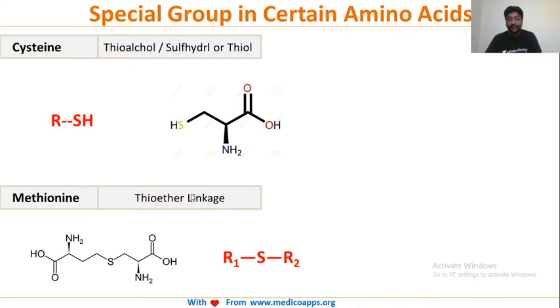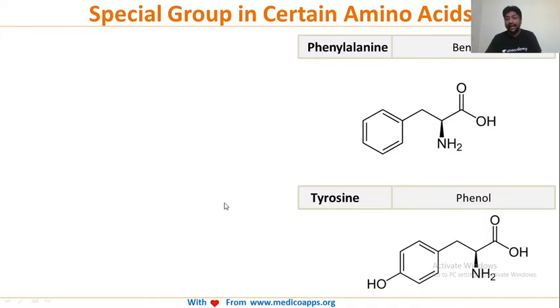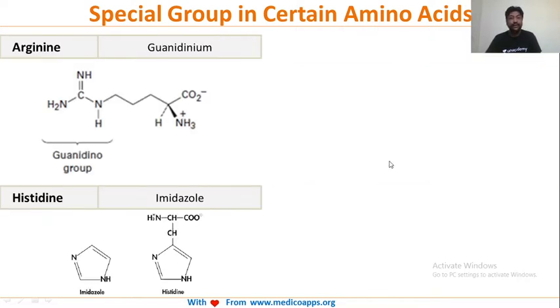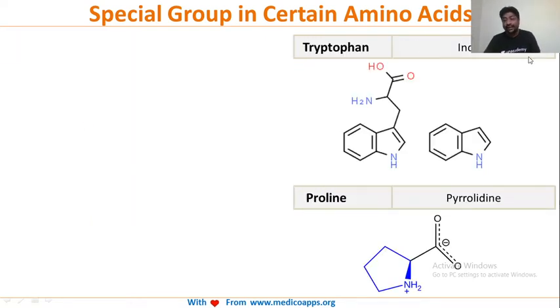Phenylalanine and tyrosine: one has a benzene group, the other has a phenol group. Arginine, already discussed, has a guanido group. Histidine has an imidazole group. Tryptophan has an indole group. Remember, it's not an imidazole group; in tryptophan, it is an indole group. Indole group will basically give that indole dye. And proline has a pyrrolidine group, 4 carbons with 1 nitrogen, a 5 membered ring.